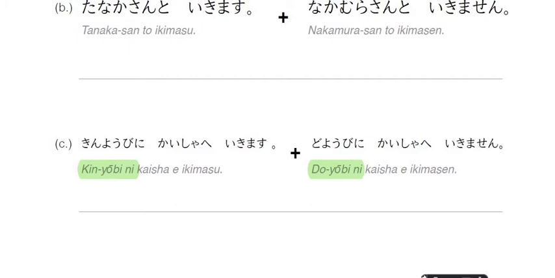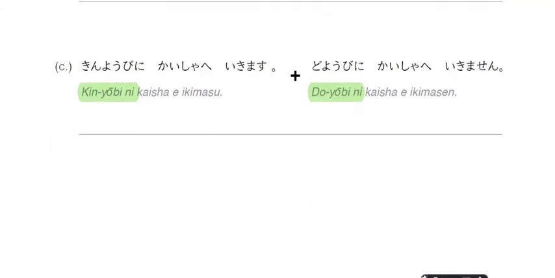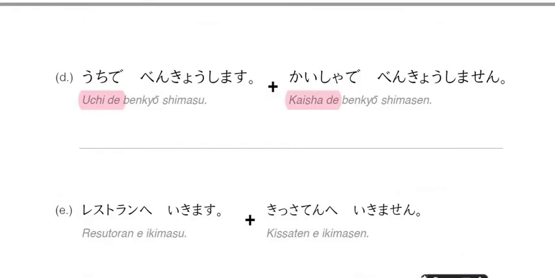Kinyoubi ni kaisha e ikimasu. Doyoubi ni kaisha e ikimasen. Okay, so kinyoubi ni and doyoubi ni are the days of the week. If you have not checked out the video, please check it out. These two words are giving you a contradiction. How? Because you are saying that you go to your office on one day and you do not go to your office on some other day. So there lies the contradiction. So you are going to mark that ni particle with wa over here.